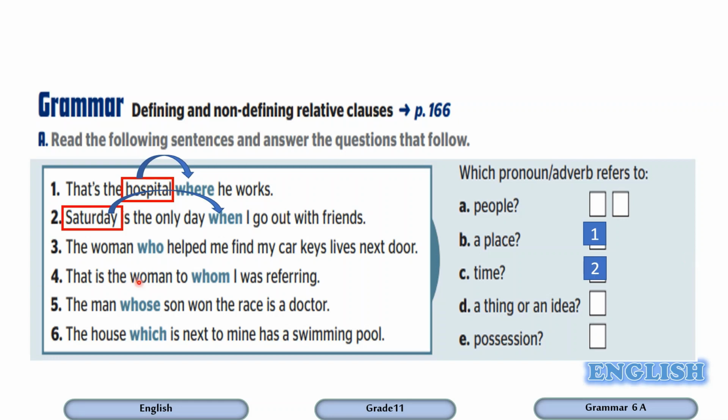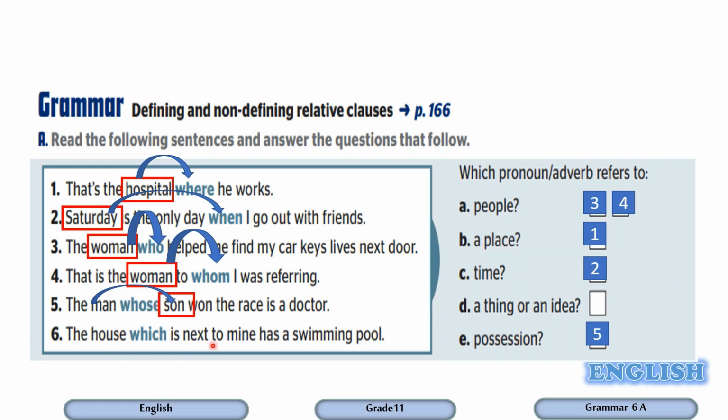Very good. Number 3, the woman who helped me find my car keys lives next door. So who refers to the woman? So it refers to people. That is the woman to whom I was referring. I was referring to this woman, so it refers also to people. Number 5, the man whose son, which means the son of the man. Whose here refers to possession when we say the son of the man.